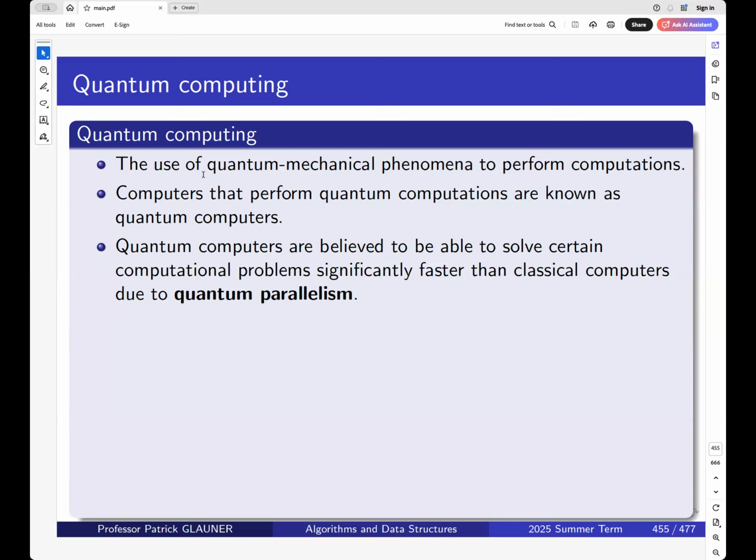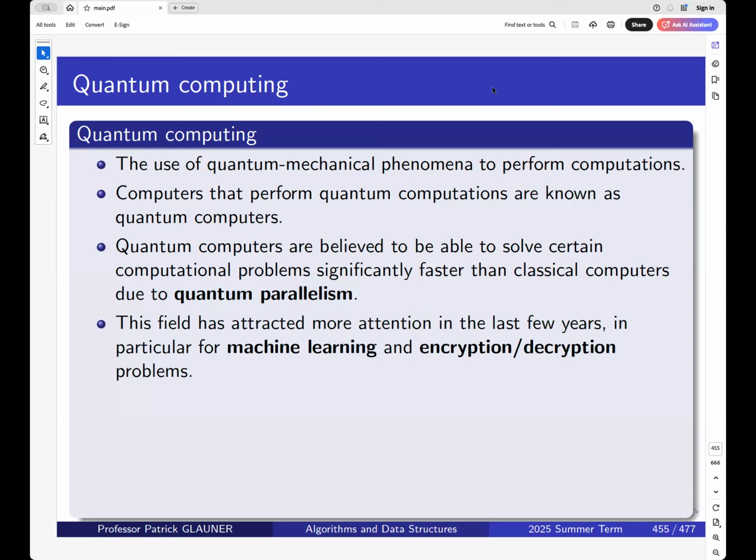And now, if we do quantum computing, we need concrete computers. Those are quantum computers, and they take advantage of quantum mechanics so we can establish quantum parallelism. And quantum parallelism allows us to do massively parallel computations. And this gives us an advantage over traditional computing for certain computational problems.